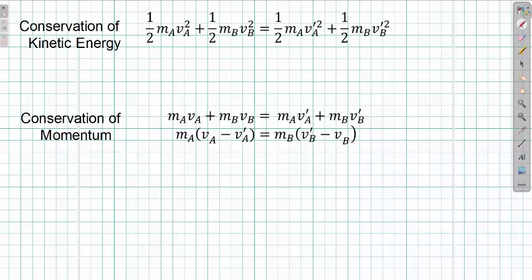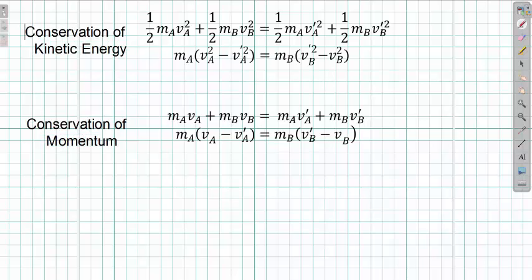We also know that the kinetic energy in this system is going to be conserved. We can write that out in equation form: 1/2 mA vA squared plus 1/2 mB vB squared has got to equal the kinetic energy afterwards, 1/2 mA vA after squared plus 1/2 mB vB after squared. Now we're going to do the same thing we did before and separate out our variables. To get to this point, we multiplied the entire thing by 2, separated the variables, and then pulled out the mA and mB.